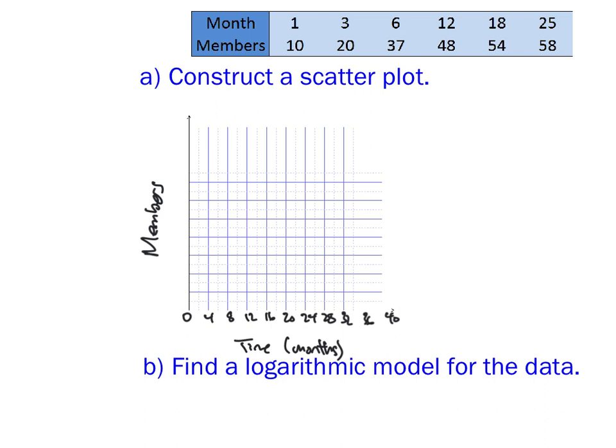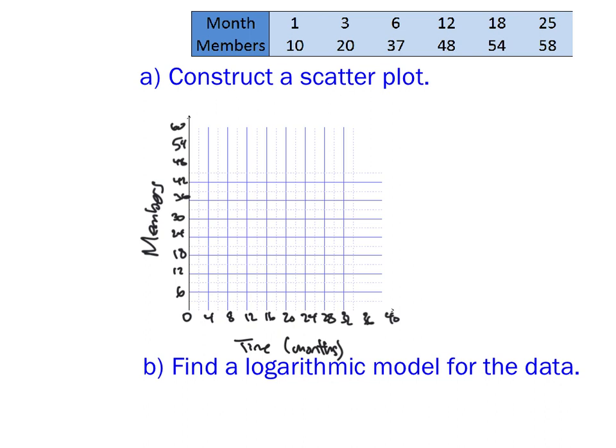Vertically, we get to a total of 58. So we must go up to at least 58. Let's go up to 60. So that means that every grid square is worth 3, and 2 grid squares is worth 6. 6, 12, 18, 24, 30, 36, 42, 48, 54, and 60. Okay?